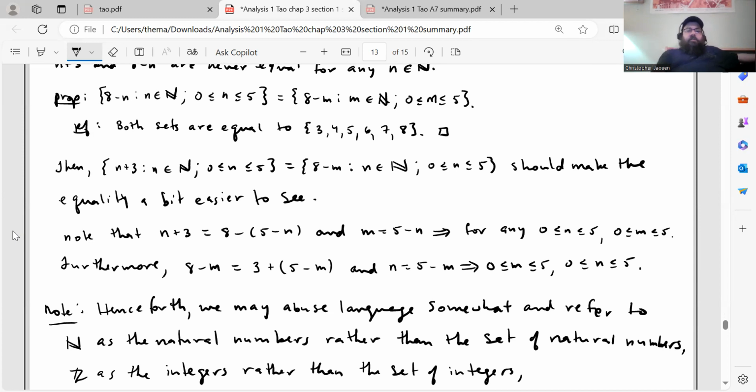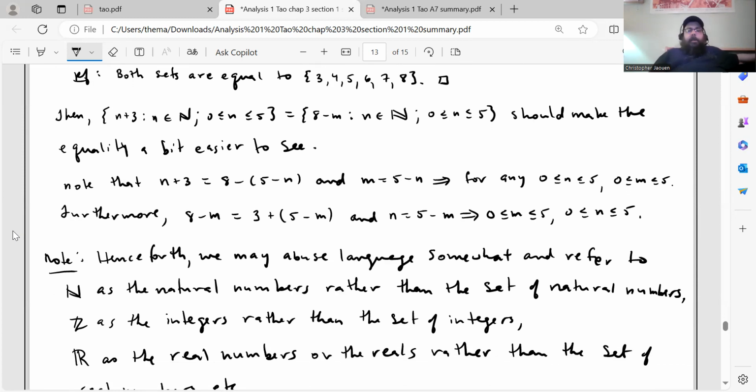Note that n + 3 is equal to 8 − (5 − n), and m = 5 − n. So if n is greater than or equal to 0 and less than or equal to 5, then notice if m is defined to be 5 − n, then m is also greater than or equal to 0 and less than or equal to 5. Furthermore, 8 − m equals 3 + (5 − m), and n = 5 − m. Sorry, I'm losing my voice here now. If m is greater than or equal to 0 and less than or equal to 5, then n is also greater than or equal to 0 and less than or equal to 5, if we define n to be 5 − m.